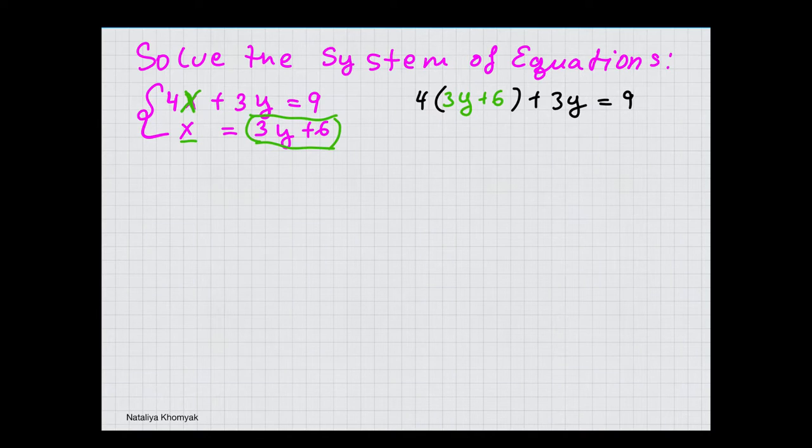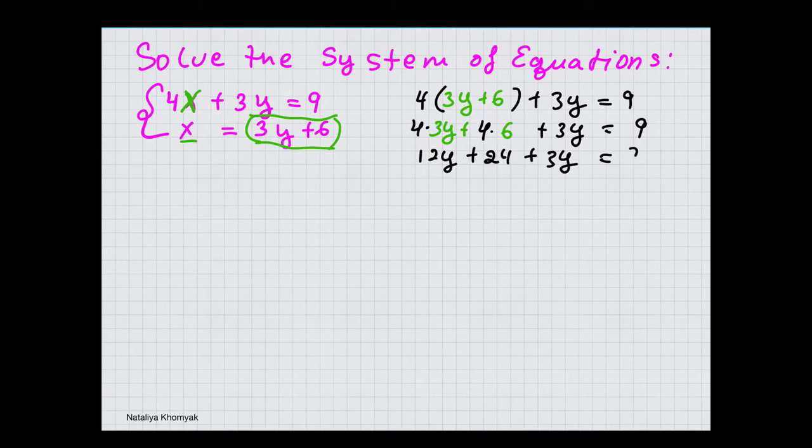And if you notice, now you only have one variable in this equation, and you know how to solve for just one variable. So let's distribute. Keep everything else as is. 4 times 3, 12y. 4 times 6, 24, plus 3y equals 9. We have like terms, 12 and 3 of y, plus 24. So we have 15y plus 24 equals 9.